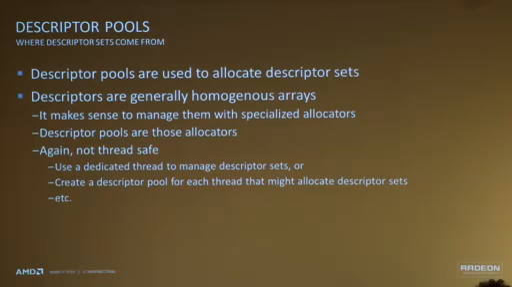But the descriptors themselves, at the hardware level, are generally kind of big arrays of homogeneous stuff. So if you want 1,000 textures, it doesn't make sense to manage them as 1,000 separate little tiny memory allocations. You want just a big fat array of 1,000 things. And then when you want some for a descriptor set, you just pull them from this pool.